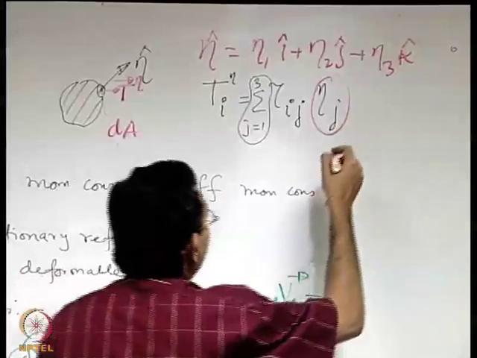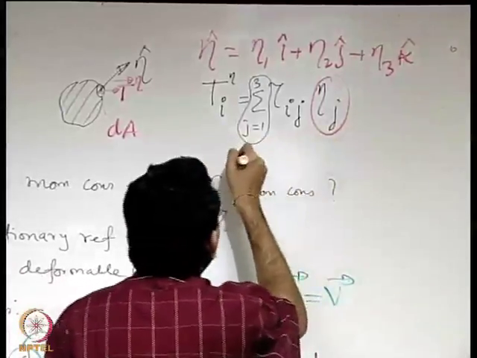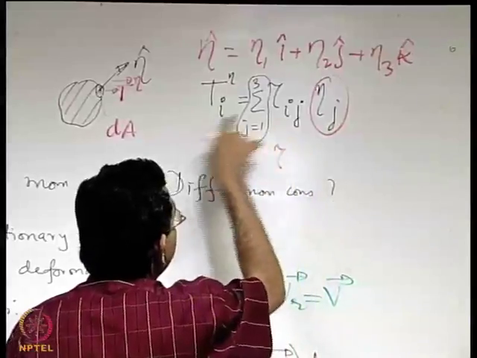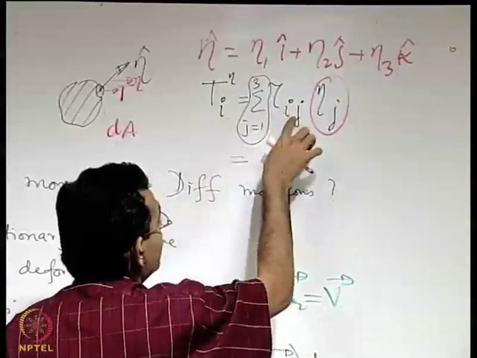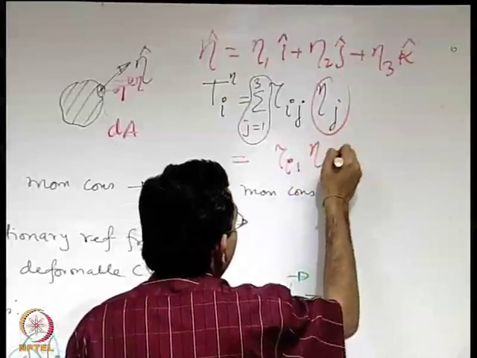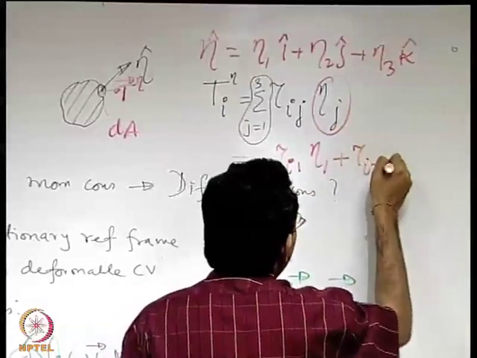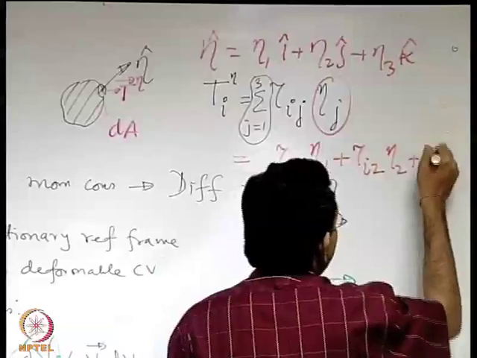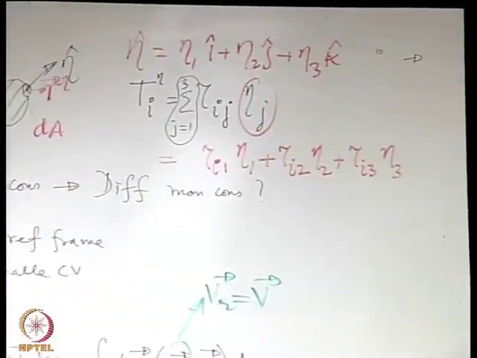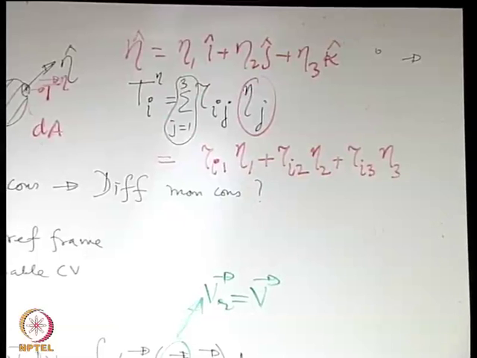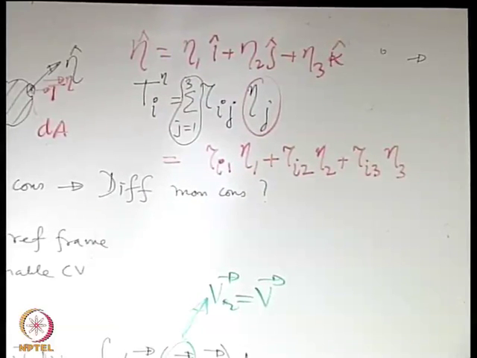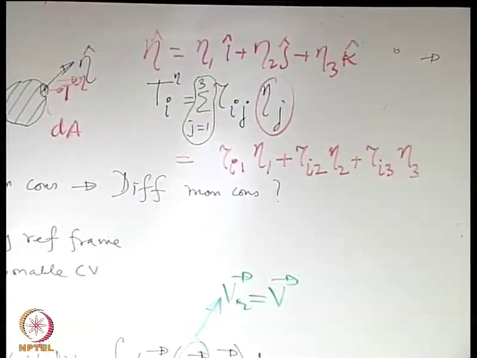Now, tau, therefore, this one we can write, see, I is an index which is there in the left hand side, that should remain also in the right hand side. So, tau I 1 n 1 plus tau I 2 n 2 plus tau I 3 n 3. Okay. Can you express this as a dot product of some vector with the n vector?